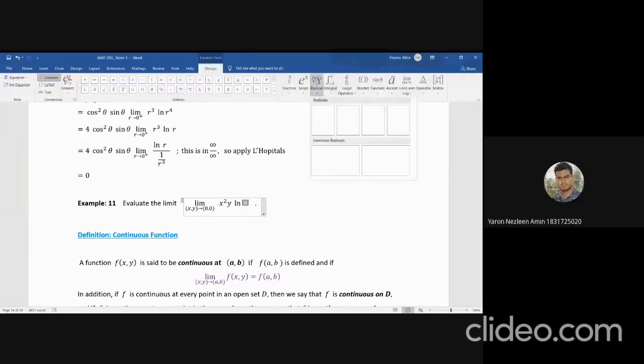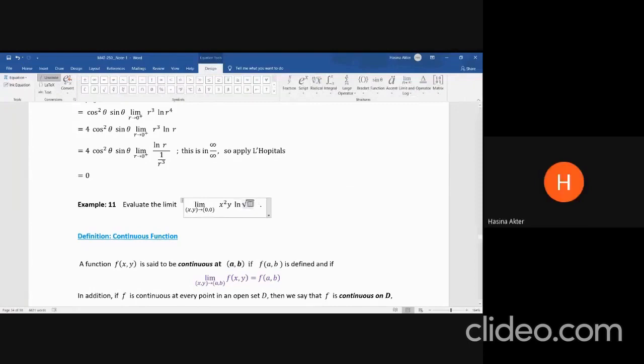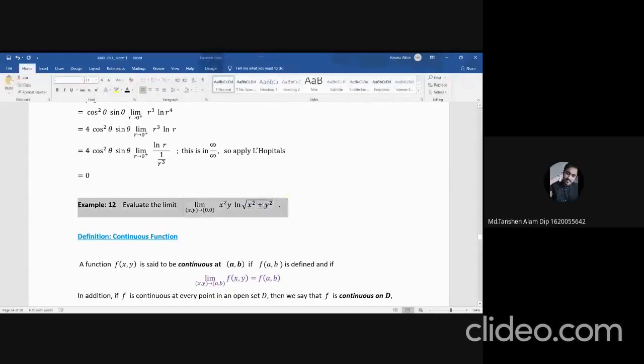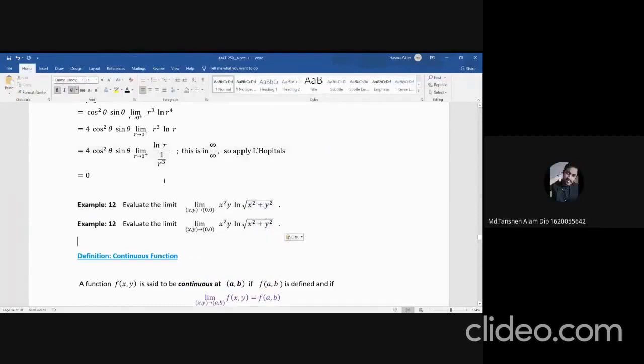Oh, the power becomes half. The power becomes half, exactly. But you have this in your book, a similar one. Is it number 12, right? Okay. Anything else? Anything else? R cubed. R cubed. So we need to take it, this is in 0 times infinity form.